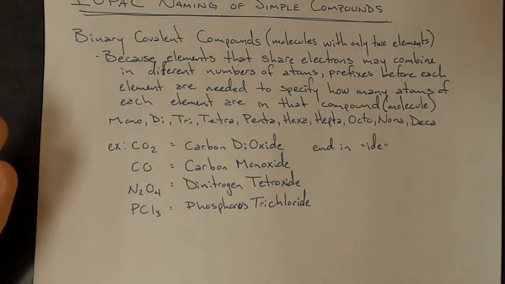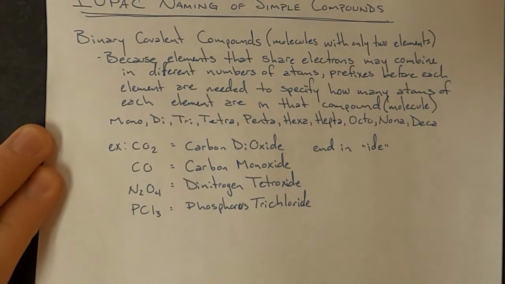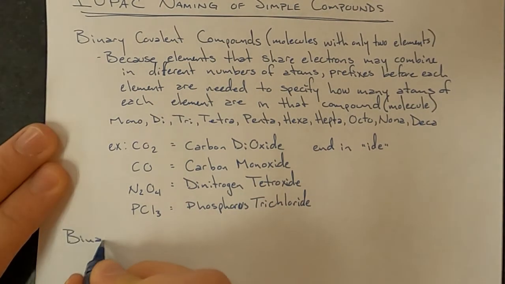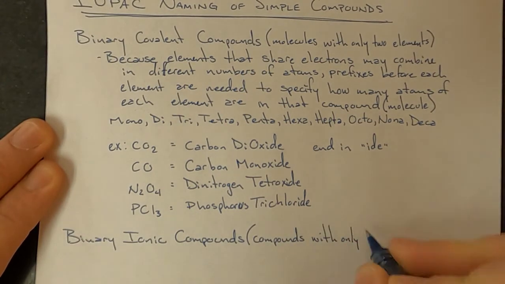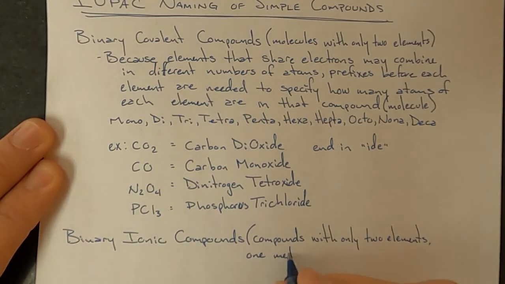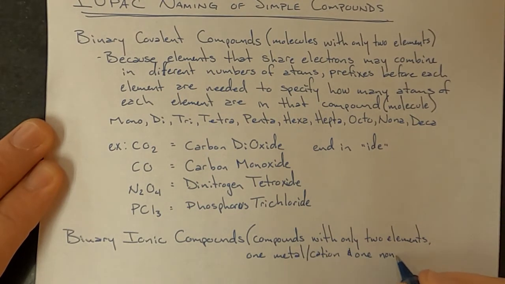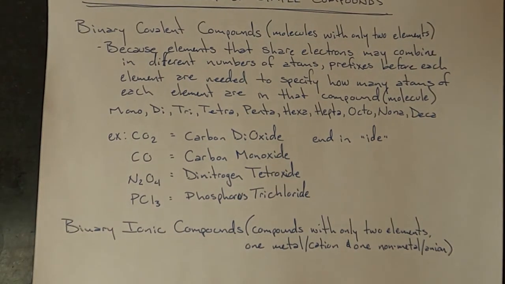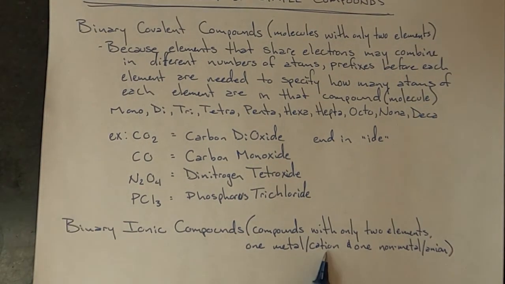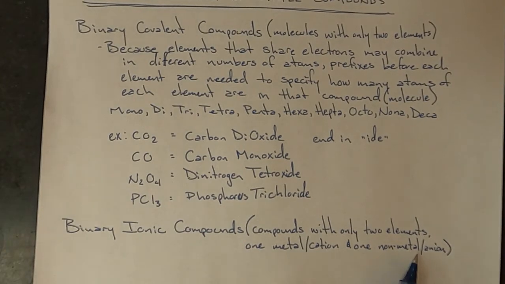Next will be binary ionic compounds. So that means binary, that it's a compound with just two elements. And they're ionic compounds, and so they're not molecules, but they are formula units, and it's a metal paired with a non-metal. And recall that the metal is going to be the positive ion, called the cation, and the nonmetal is the negative ion, the anion.